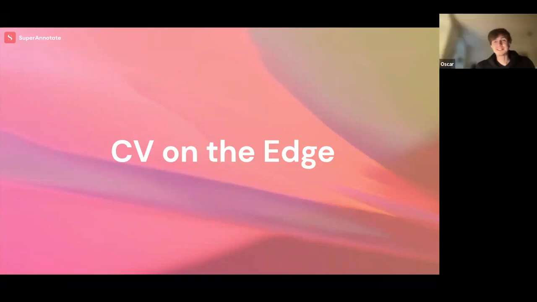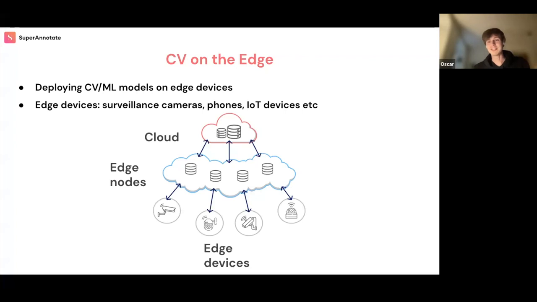Happy to. So the last trend that we'll cover here is CV on the edge, and I think many here might be familiar with that, like the OAK device, for example. To give a small explanation, it's all about deploying CV or ML models on edge devices. The OAK device is a perfect example of an edge device, something out there that can do processing and capturing of image data in real life. It can also be other things like surveillance cameras, phones, IoT devices, and anything like that.